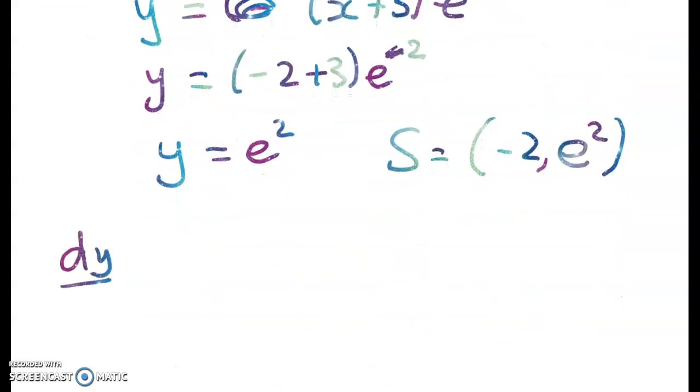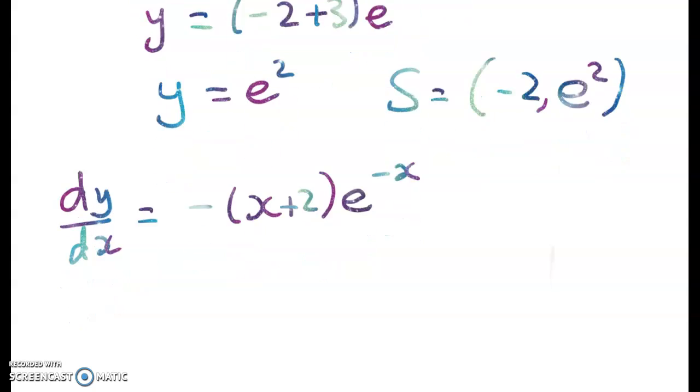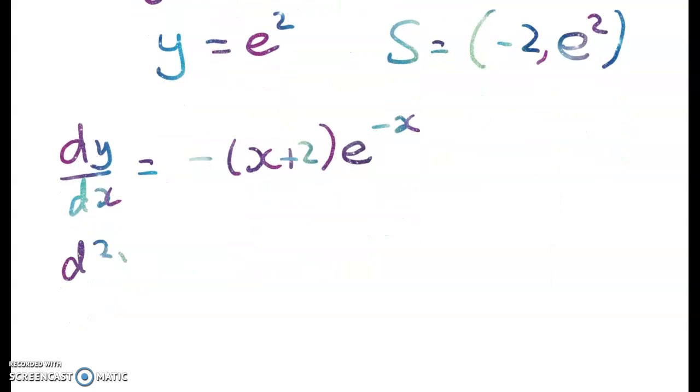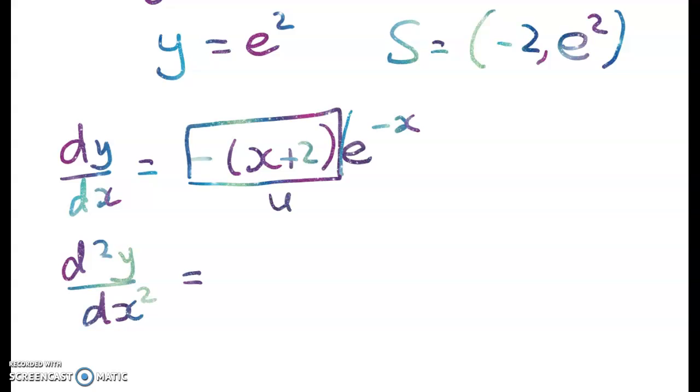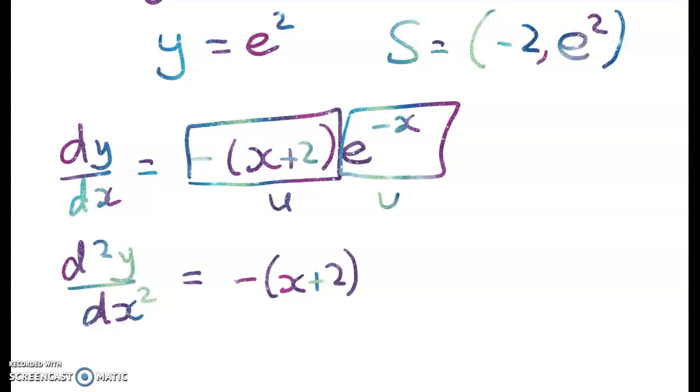So we've got dy by dx is equal to negative x plus 2 times e to the negative x. We need to do the product rule again. So we'll treat this as u, the first function, and this is v. So we have u times v dash plus v times u dash.